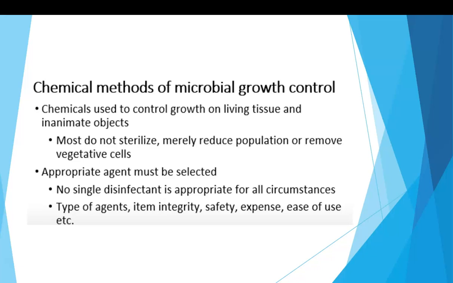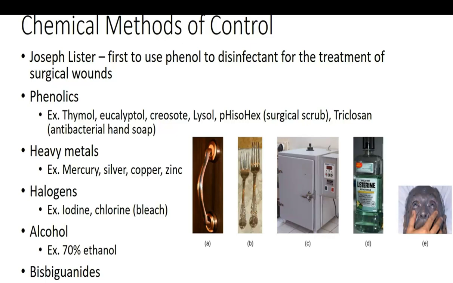They usually cannot do sterilization, but they can decrease the population, or they can remove the vegetative cells. So depending on our goal, we can use different agents. Not a single disinfectant can work in all circumstances. Depending on your goal, you use different kinds of chemicals. So this is a summary of the chemical agents that we can use to control microorganisms.